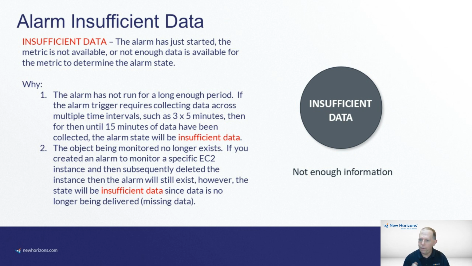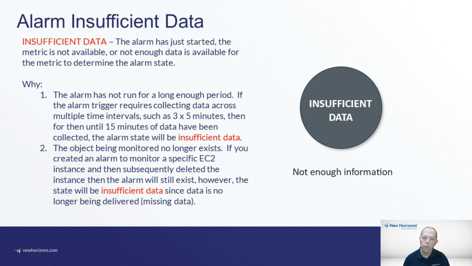The other one, and this has happened to me a few times, what if I create an alarm for an EC2 instance, a virtual machine, but then I delete the machine? The machine's just no longer there. I didn't need it anymore. Project's over, whatever. It's gone. Well, now that machine's not emitting any more data. The alarm's sitting there waiting for data. The insufficient data message now is telling you, yeah, I'm not getting any data.